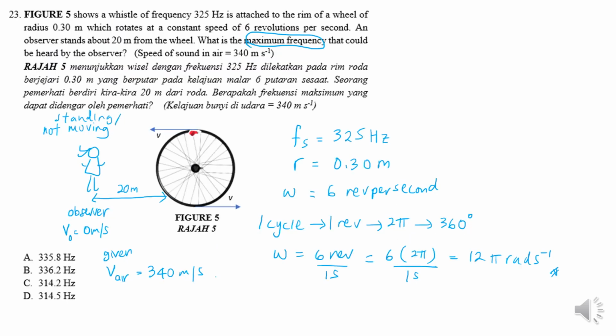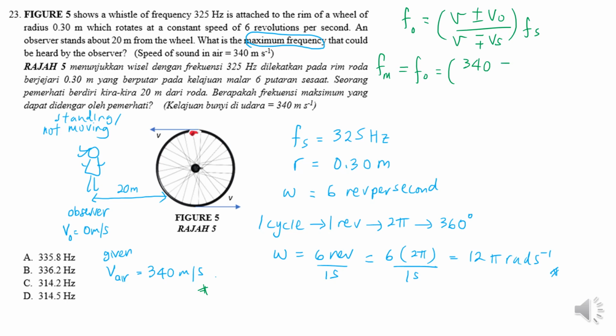So what should we do now? First, we write down the equation from the Doppler effect. f naught of the observer equals (v plus minus v naught) over (v minus plus vs) times fs. To get f maximum, f naught equals v, which is 340. The source must be moving towards the observer, so the sign in the denominator is minus. v naught, the observer is standing still, not moving, so 0.